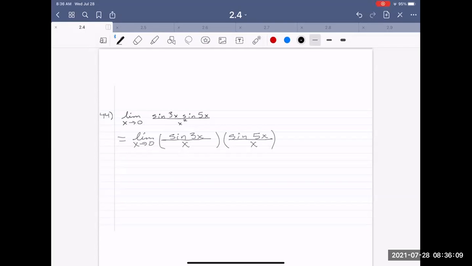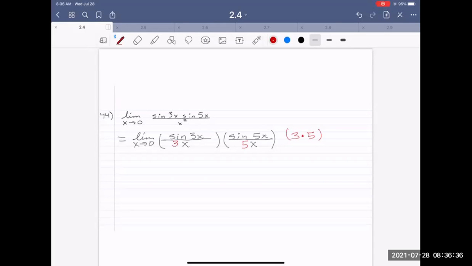Now, if I put, and maybe I'll still do it in red, if I put a 3 here, so I'm dividing by 3, but if I divide by 3, I also have to multiply by 3. And if I put a 5 here, so I'm going to have to multiply by 5, then I'm really doing nothing. I'm just multiplying and dividing by the same thing.